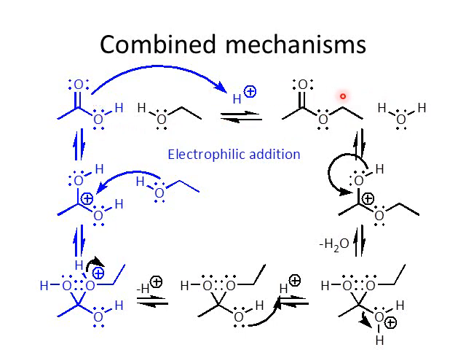Going from left to right is called esterification. Going from right to left is called hydrolysis. Water is hydro, and breaking bonds is lysis. So breaking a bond with water is called hydrolysis. Okay, back to this point of the mechanism.